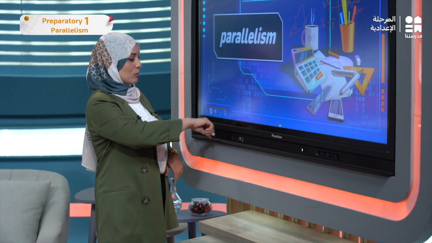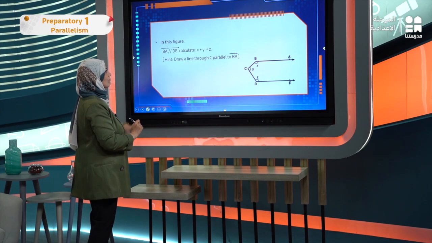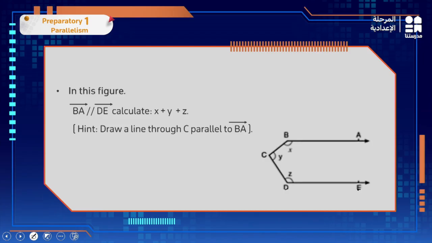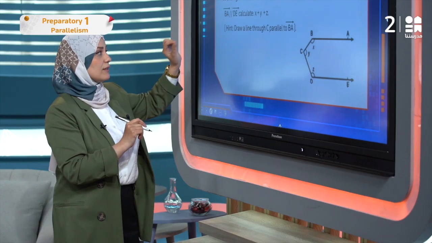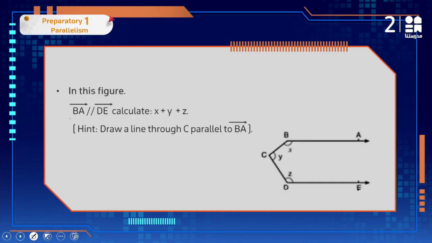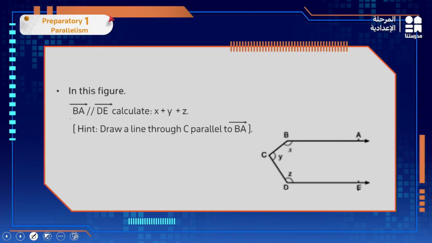خلينا نشوف example مع بعض. In this figure, ray BA is parallel to ray DE. Calculate x plus y plus z. And here we have a hint. Draw a line through C parallel to BA. That will help us. I'm going to use this hint. From C, draw a parallel line.